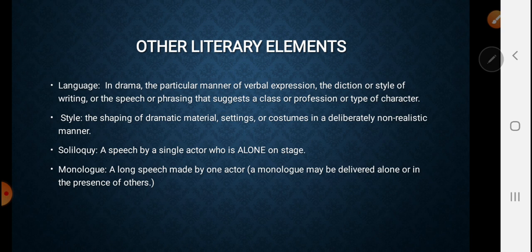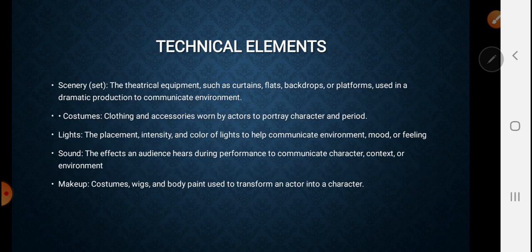While monologue is meant to be a long speech by one actor, mono means one and log means language, and it is delivered in front of the audience, but the audience can't participate in the speech. Then there are some technical elements also. While talking about the technicality in the modern drama, it refers to the scenery, the costumes, light, the placement of light, the yellow color, the white color, or the multicolored light. It refers to the mood or feeling.